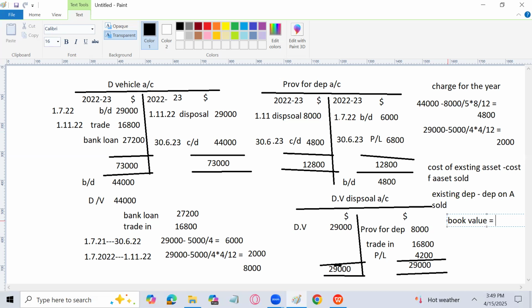If you go to my playlist, you will find questions of reducing balance method with part exchange that has come in May, June 14, 21. And again, May, June 2022. You can do that questions also. Okay, any problem? That's okay, fine. Now let's move on.